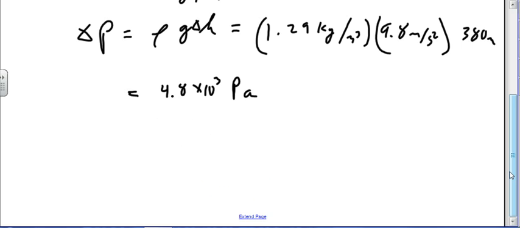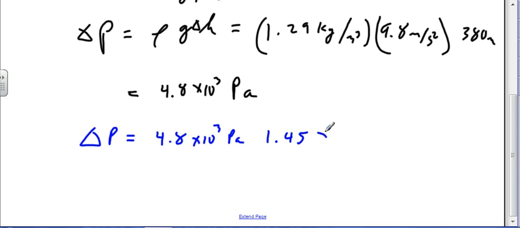Okay, that's fine. Going back to the front, we really want it in pounds per square inch. So we're going to multiply that by 1.45 times 10 to the minus 4th. So we're going to find the change in pressure, 4.8 times 10 to the third pascals, times 1.45 times 10 to the minus fourth pounds per square inch per pascal. And we'll go back and make sure that's what we got. And yeah, that's what we got.